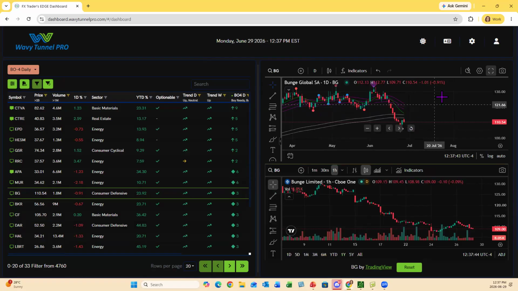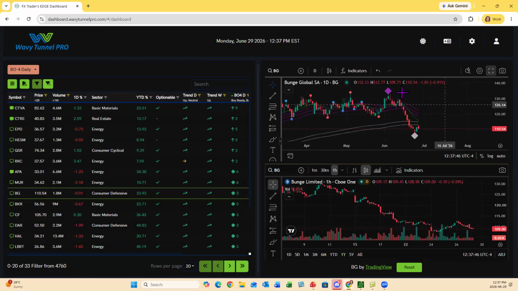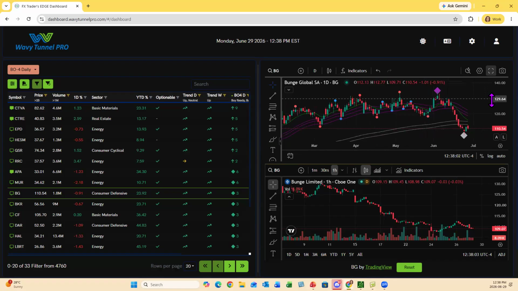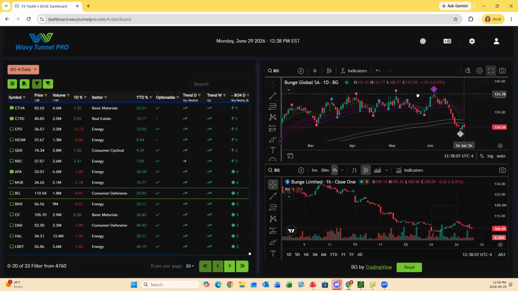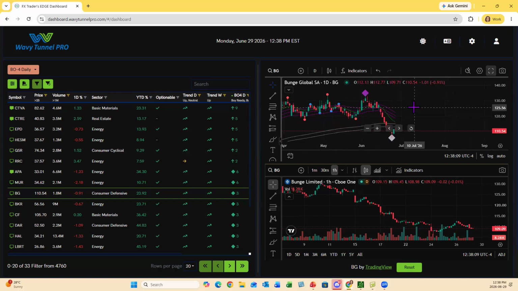$109. I'm not so crazy about this one because I don't see a beautiful 3-wave corrective move. I see a very strong impulsive move down. That didn't come out right. An impulsive corrective move. But this is corrective moving up. You see that? And this is an impulsive move down. So I'm not going to put this on the watch list.